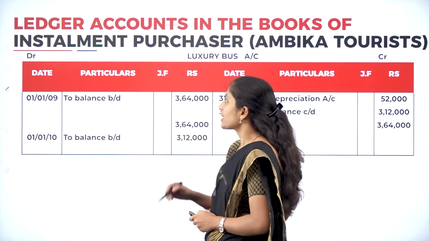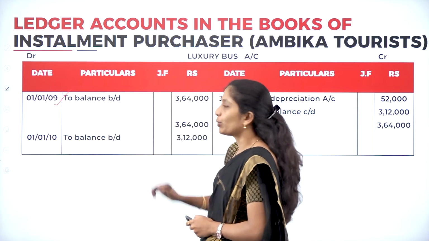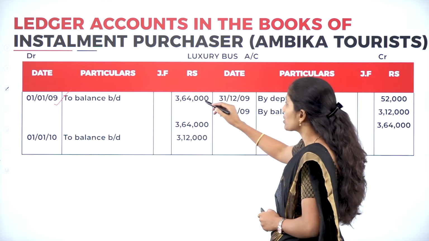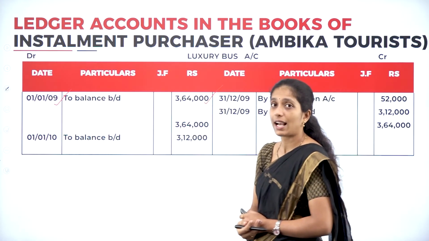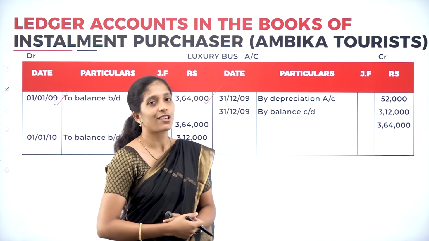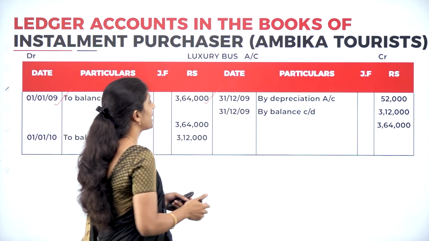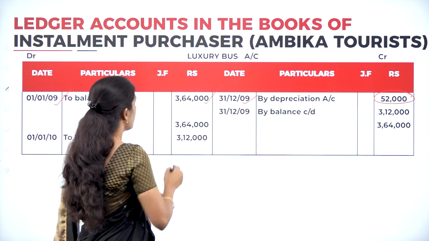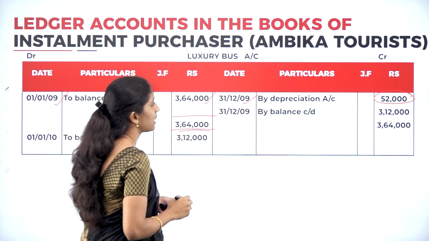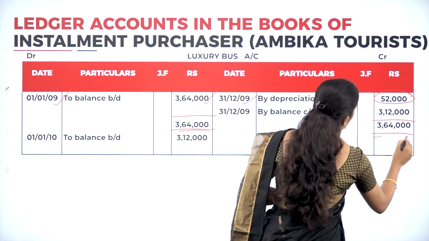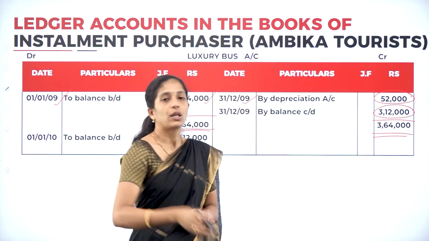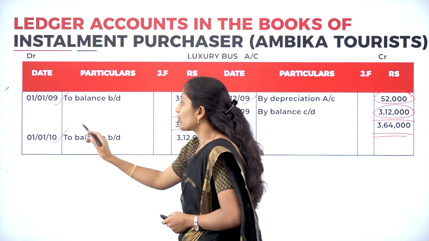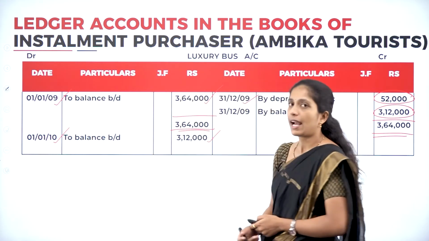Now go to the next year, the last year. So 1/1/09, to balance brought down. Whatever amount you have carried down in the previous year, that is 3,64,000, bring down that balance of 3,64,000. Now the fourth year depreciation is also 52,000. So write by depreciation account, how much? 52,000. Now balance both the sides. The debit side is 3,64,000, whereas the credit side will get a balancing figure of 3,12,000. Now that balancing figure has to be brought down to the next year. That is 1/1/2010, to balance brought down 3,12,000.